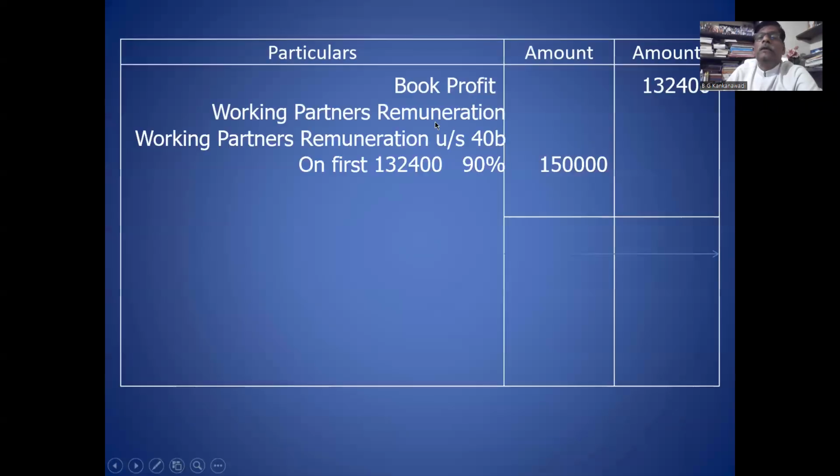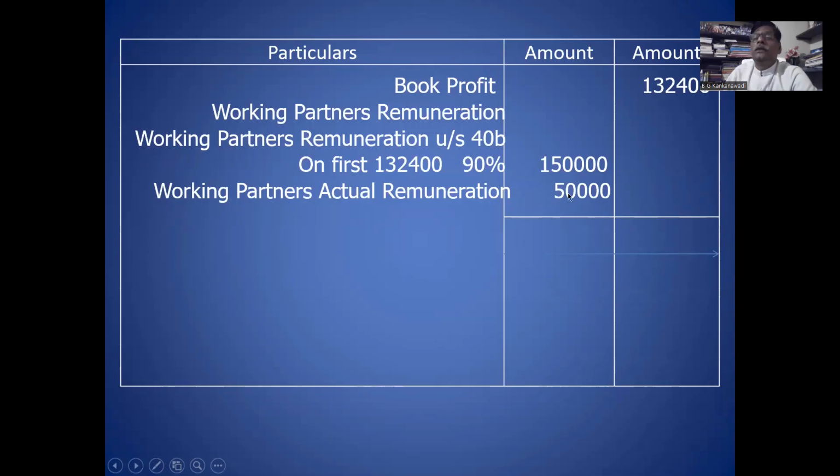You take 1,50,000. 90% of this is less than 1,50,000, so 1,50,000 is more. You write 1,50,000. This is as per 40B. The actual remuneration given to the partners is 50,000. That is the salary given to partners. All three are considered working partners. Whichever is less, 50,000 is less, so income from business is 82,400.